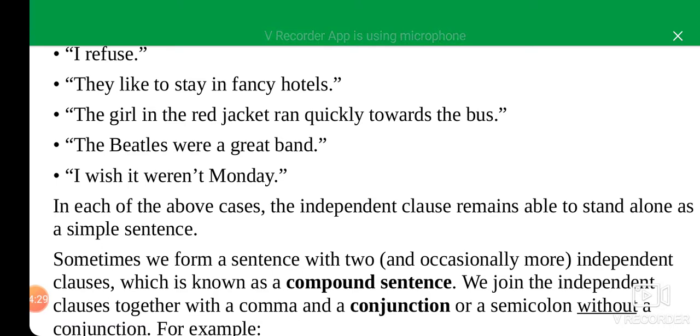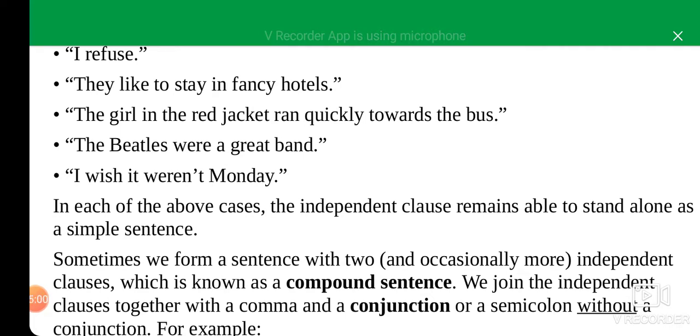The Beatles were a great band. The Beatles is the subject, were a great band is the predicate that gives information about the subject, the Beatles. So it's a complete sentence. It can give its meaning without taking help of any other sentence. I wish it weren't Monday. I is the subject. Wish it weren't Monday is the predicate, the information about I, which is the subject.